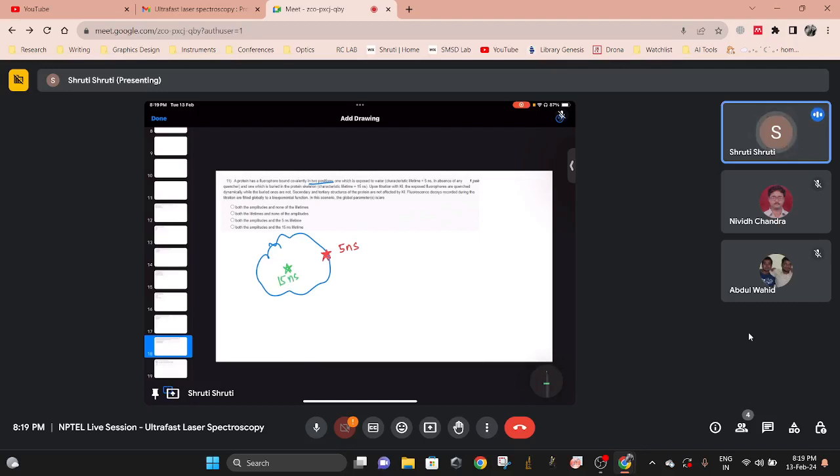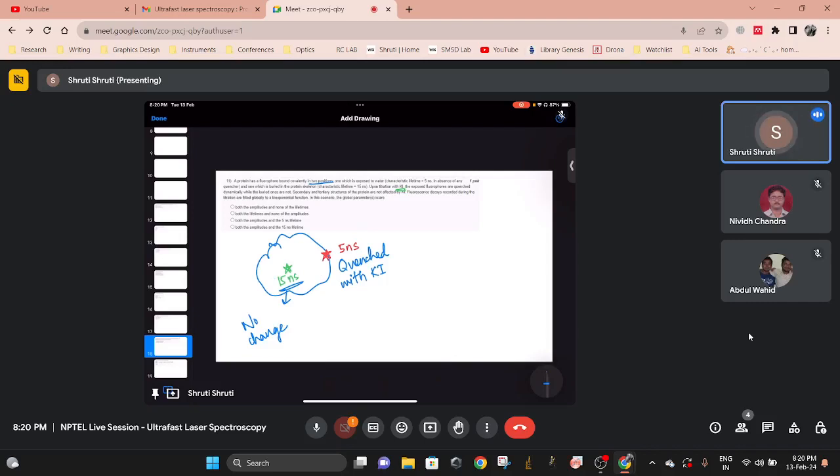Upon titration with KI as a quencher, the exposed fluorophore is quenched with KI, while the buried one is not quenched, so nothing happens to it. Now, the secondary and tertiary structure of the protein are not affected by KI. So the protein does not change its structure.